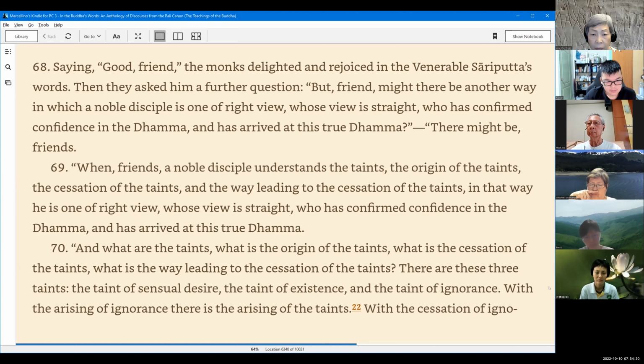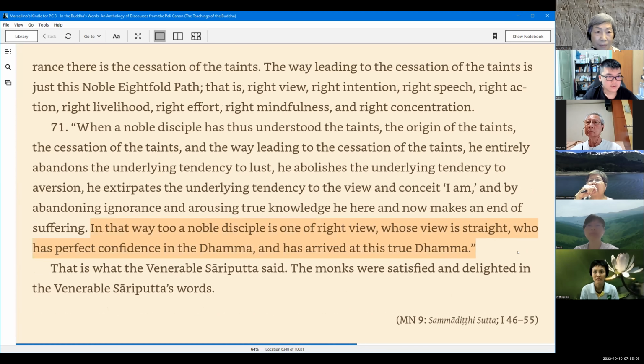And what are the taints? What is the origin of the taints? What is the cessation of the taints? What is the way leading to the cessation of the taints? There are these three taints: the taint of sensual desire, the taint of existence, and the taint of ignorance. With the arising of ignorance, there is the arising of the taints. With the cessation of ignorance, there is the cessation of the taints. The way leading to the cessation of the taints is just this noble eightfold path. That is right view, right intention, right speech, right action, right livelihood, right effort, right mindfulness, and right concentration.